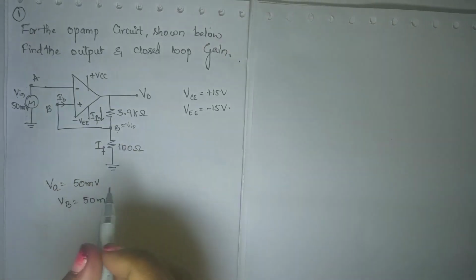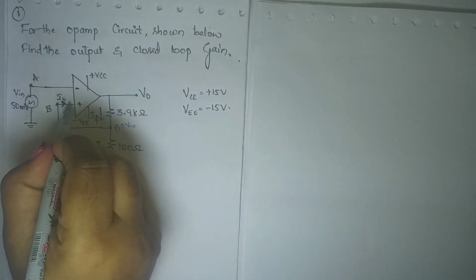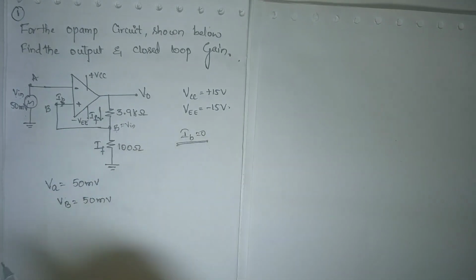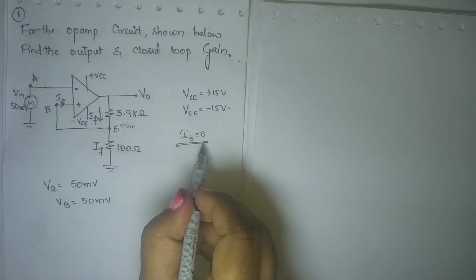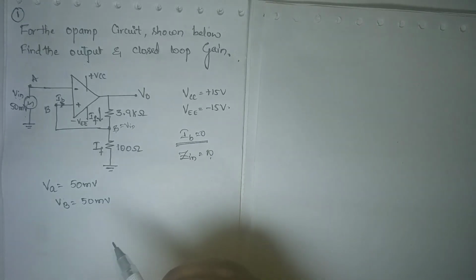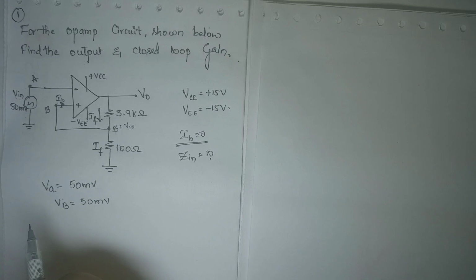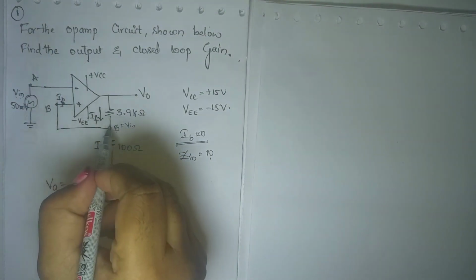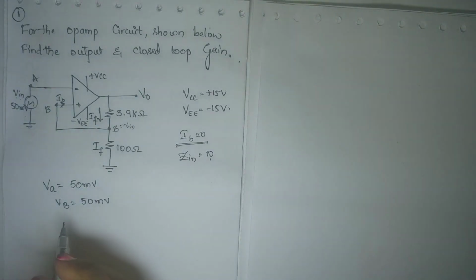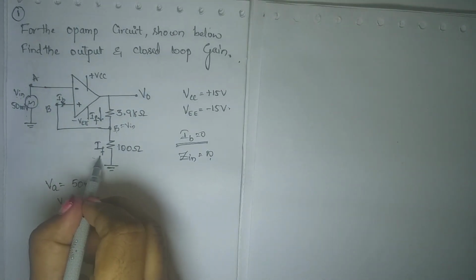And also we know that the current flowing towards the OpAmp is equal to 0. IB is equal to 0. There is no current flowing towards the OpAmp because the input impedance of the OpAmp is infinity. Now, taking this concept, I can calculate V0. But before calculating V0, I need the current here.